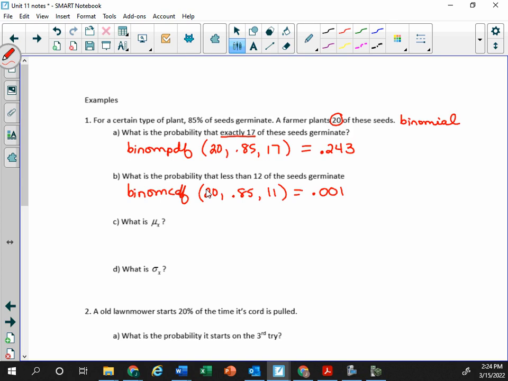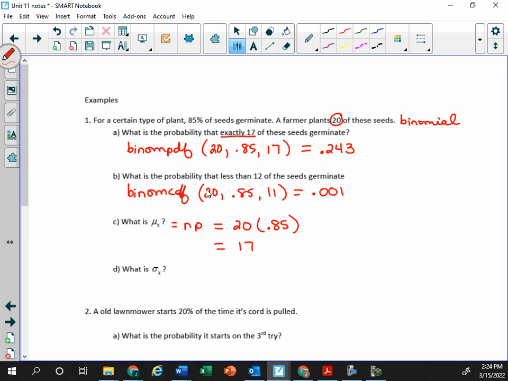Mu of X. Remember, we have a formula. What is it for mu of X for binomial? Equals N times P. N times P. So what is N? 20. What is P? 0.85, okay. And we get 17.